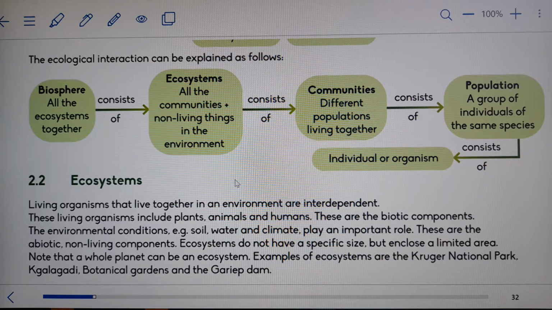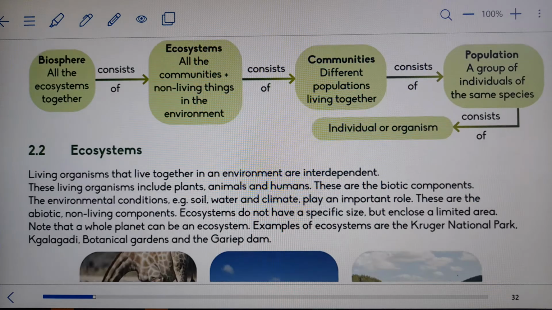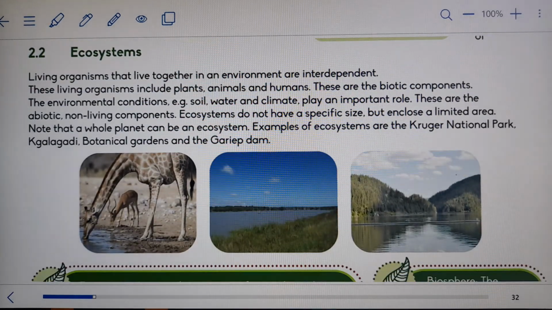Let's look at ecosystems. Living organisms that live together in an environment are interdependent, which means organisms depend on each other. These living organisms include plants, animals, and humans. These are the biotic components. The environmental conditions, for example soil, water, and climate, play an important role. These are the abiotic, non-living components.